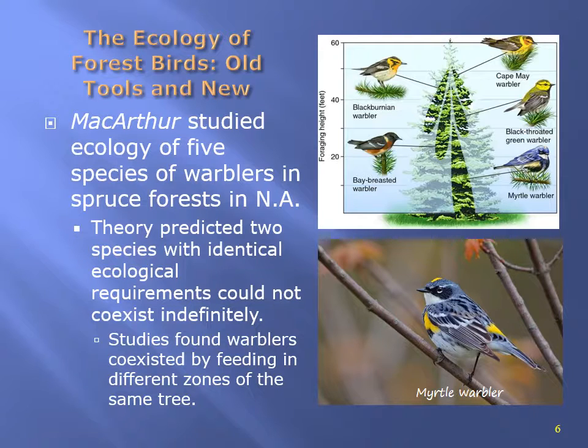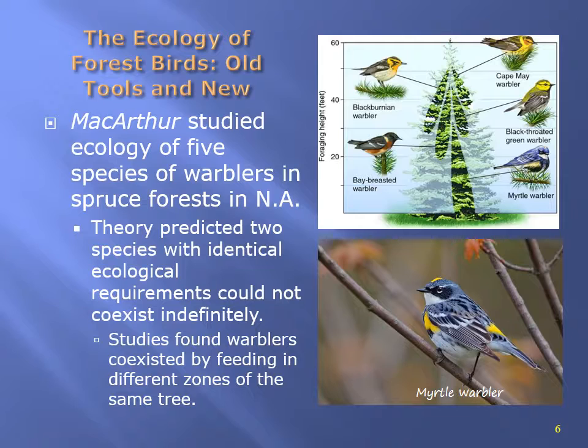And so what he found is that the warblers there, a way that they found to coexist is that they feed in different parts of the tree. So some warblers feed on the upper outer edge, some warblers feed more toward the center, and each species had a different place that they fed in the tree, and this allowed them to coexist.